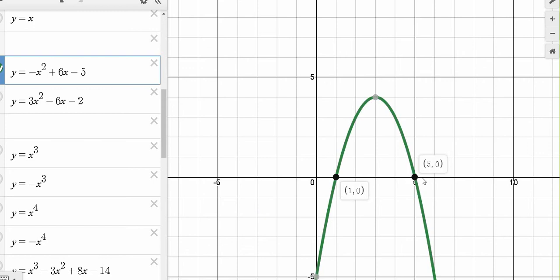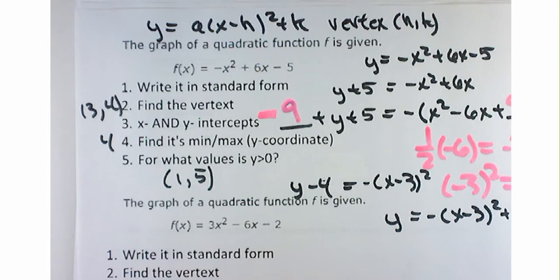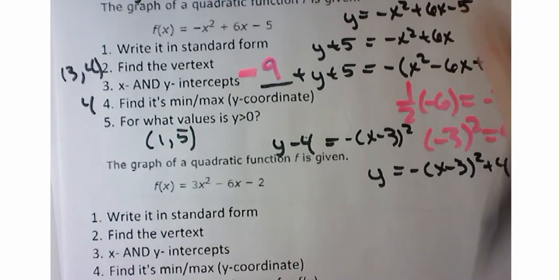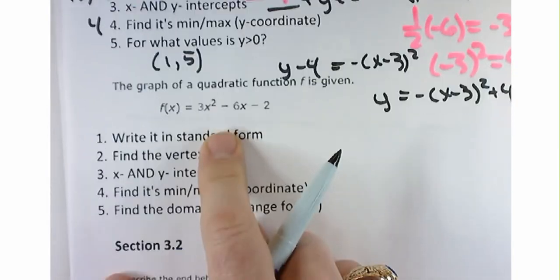That's where this graph is going to be greater than 0. Now, am I going to include the endpoints on that? The answer is no. I want to know where it's greater than 0, not greater than or equal to 0. All right. We did a lot of work here. I don't want to do as much work with this next one.